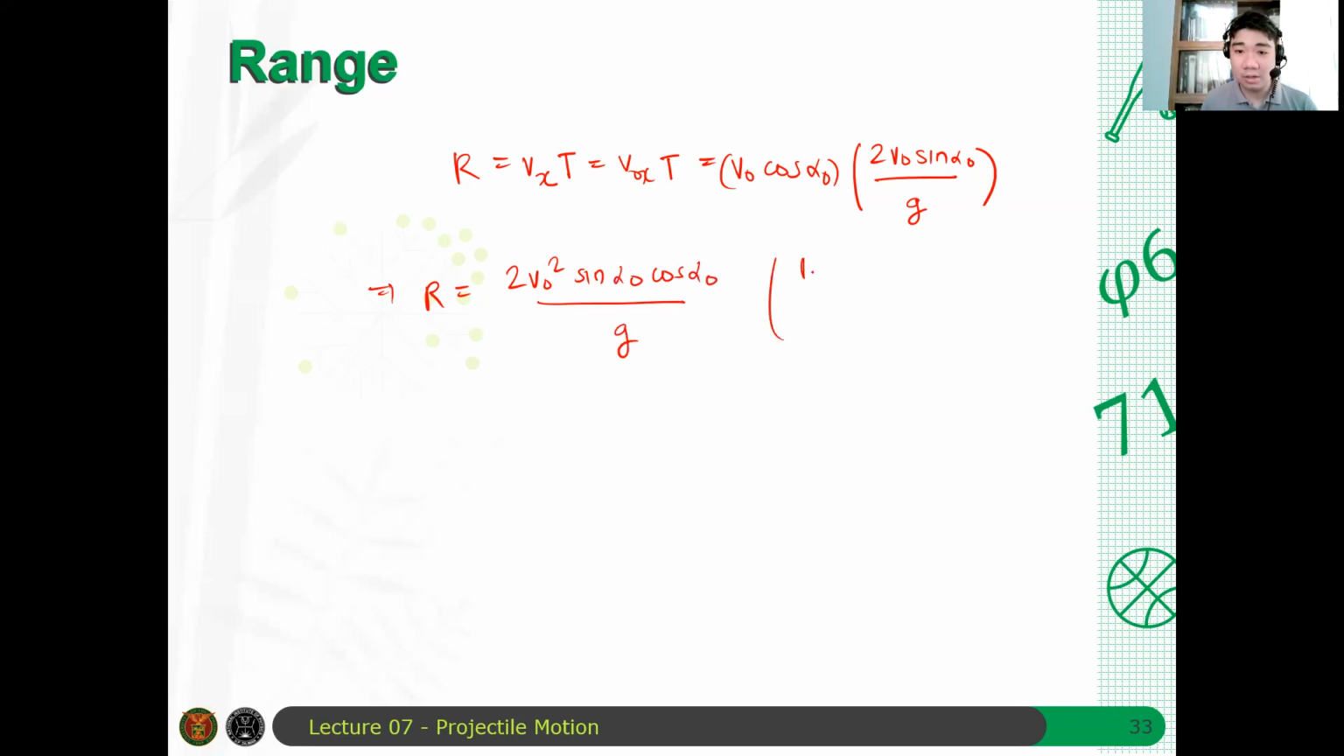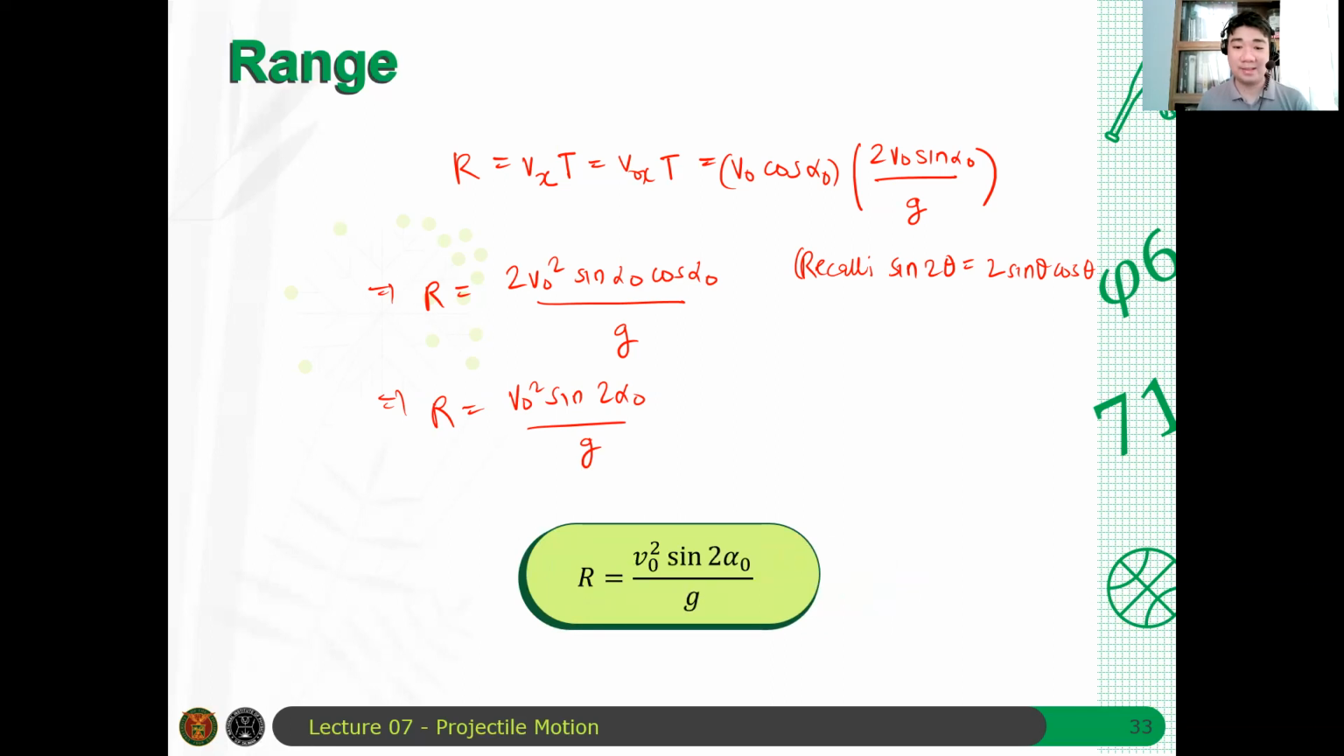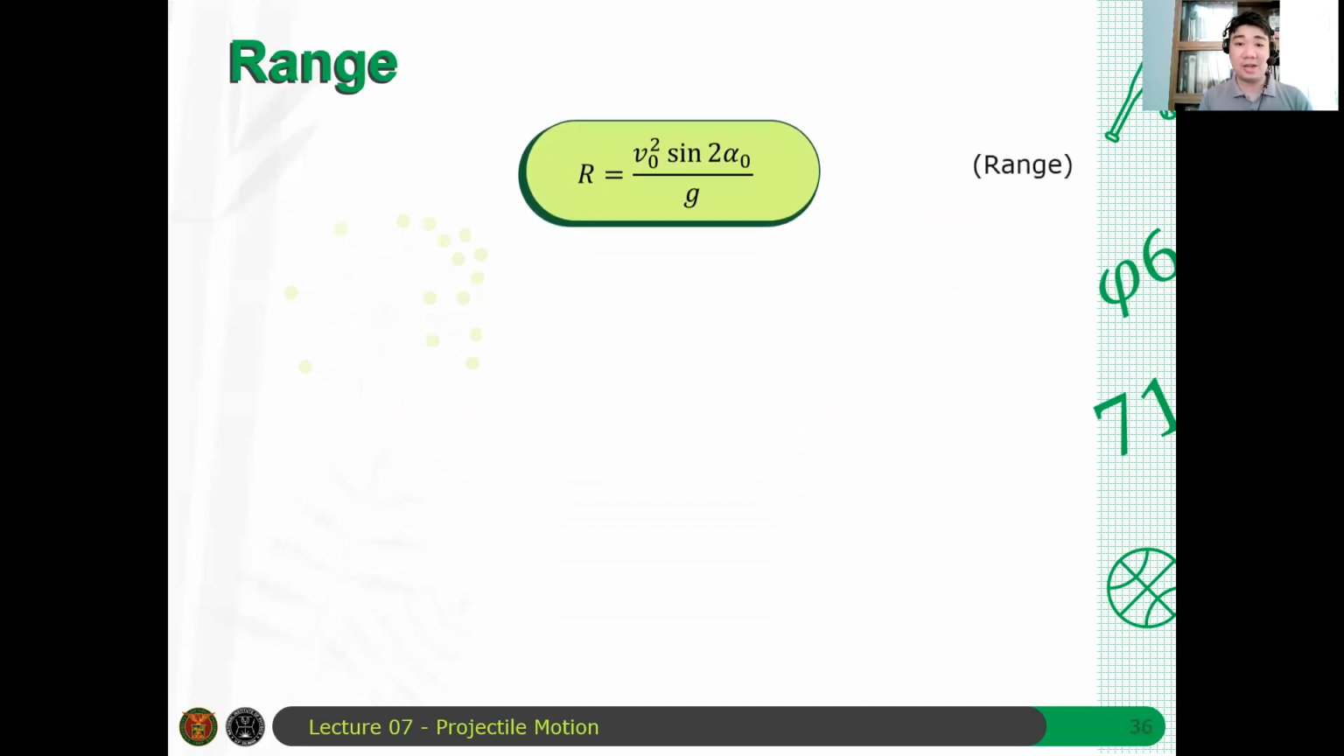Now, recall that sine 2 theta equals 2 sine theta cosine theta for some angle theta. Right? And thus, we can write our range as v naught squared sine 2 alpha naught over g. That is the equation for your range. Got it? That's the formula for your range. So now you have three equations.